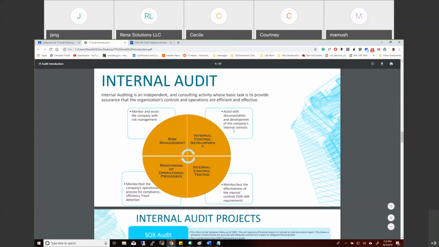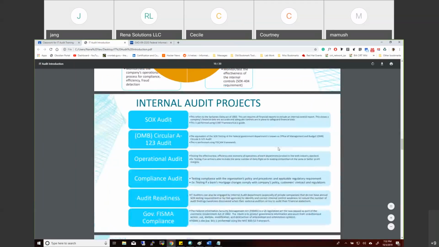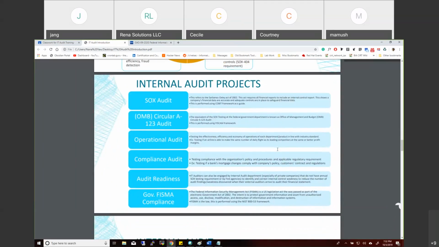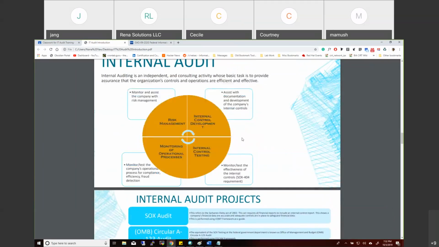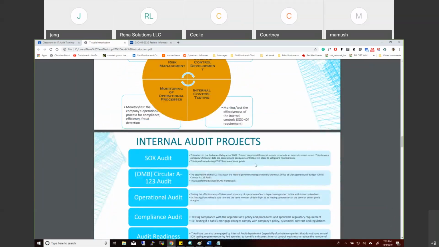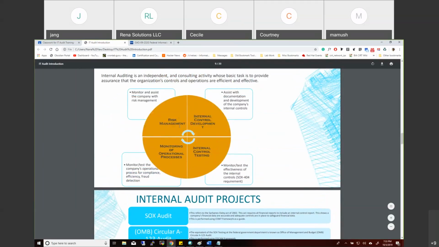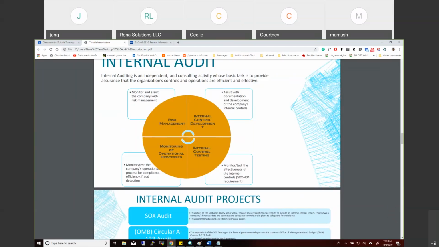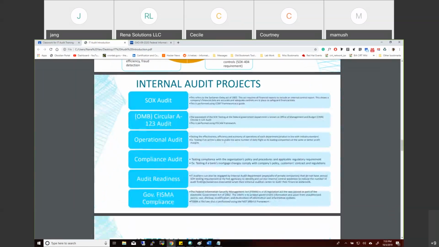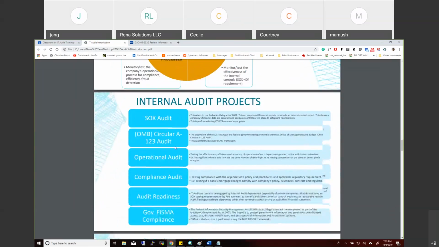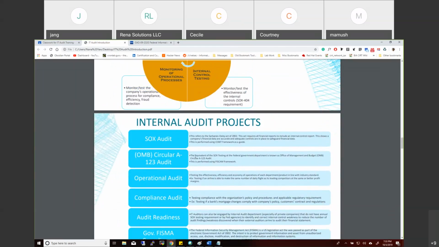It's not a project. Actually, sorry, let's go back. Think of this as the objective of an internal audit department, meaning what are they looking to achieve? And think of the project as how they are achieving these objectives. How are they achieving the objectives of identifying risk, reducing risk, developing controls, testing controls, and monitoring the operational process? It's by executing these various audits. Is that clear? Going to the internal audit project.